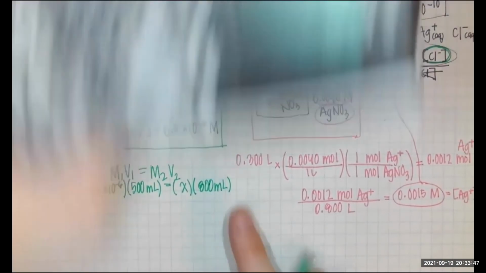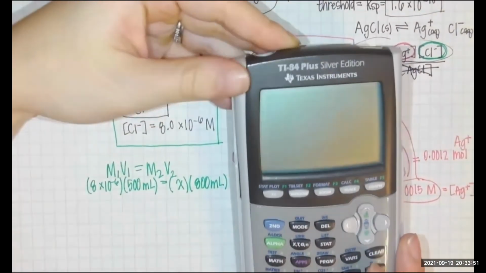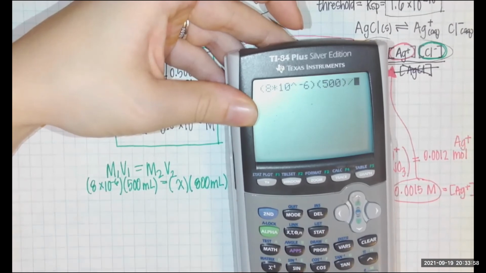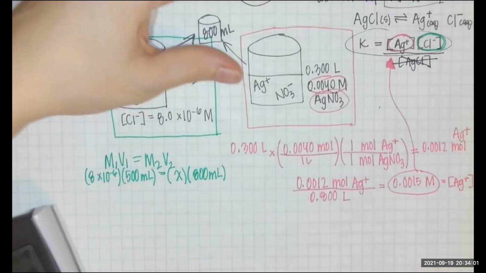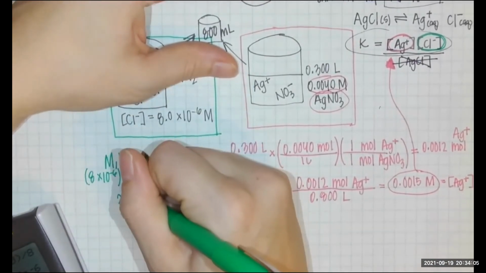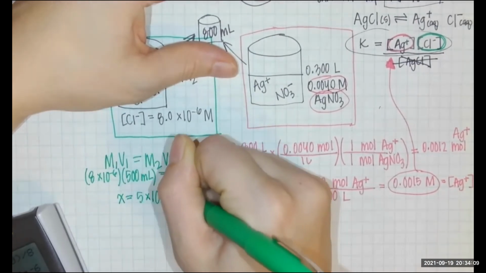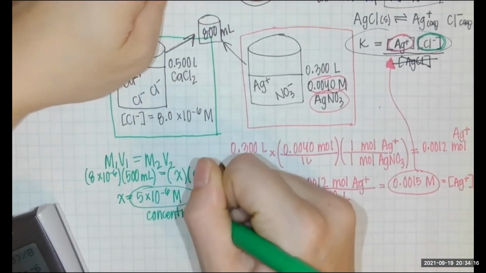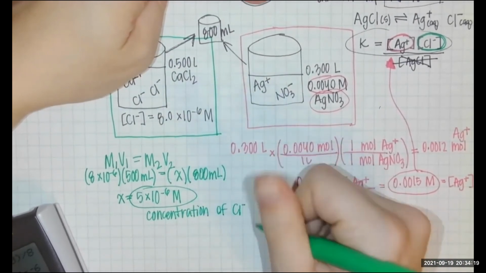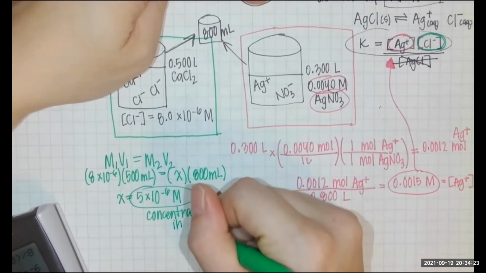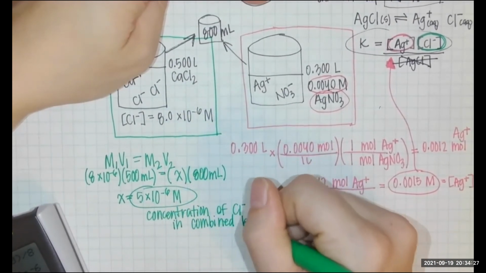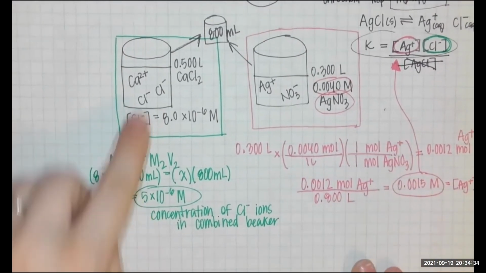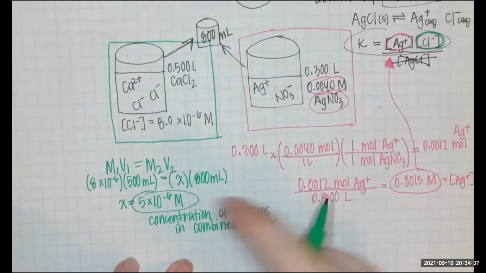I run it through. 8 times 10 to the negative 6 times 500 divided by 800 equals, so the concentration, this is the molarity of the Cl minus ions in the combined beaker. Notice, yeah, it's less, duh. It went from 8 to 5 because the water went up. It's more dilute.